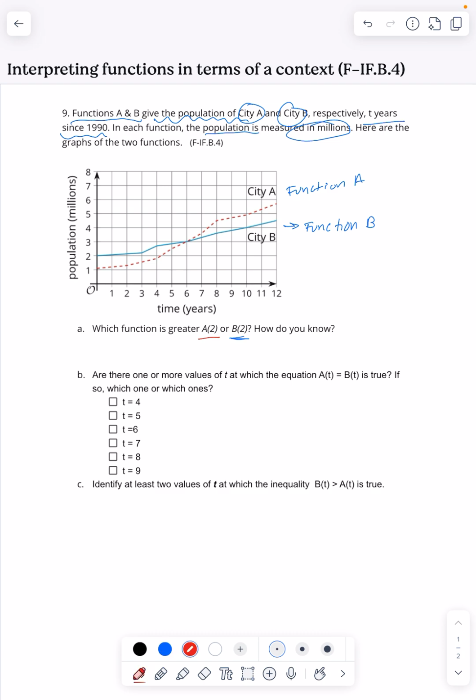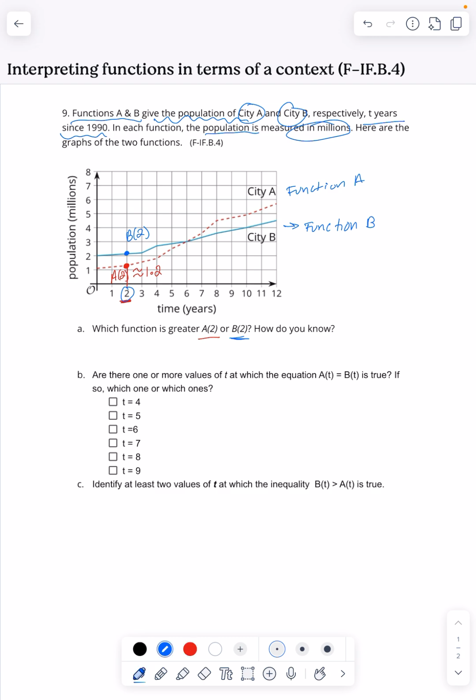So for the first one, A of 2, we're looking at the input is 2. So we're looking at the value of 2 here for function A. That's the red line right here. If I go up, the point is right there. It's approximately 1.2 million. And then for B of 2, it's still at this value, but I'm going to the blue line. So it's right here. So this is B of 2, and this one was A of 2.